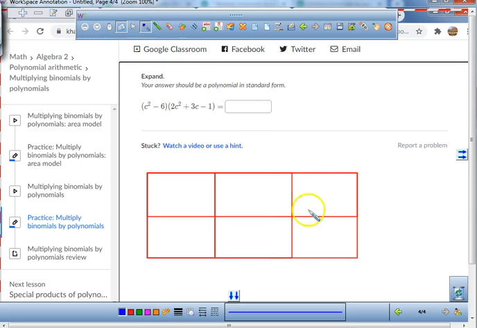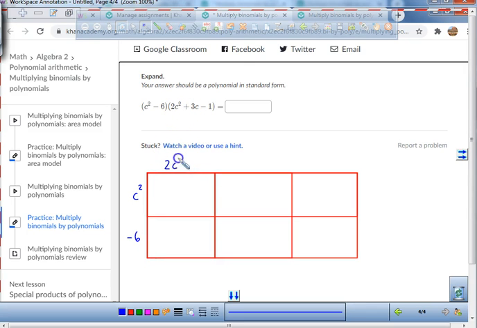Okay, so here's my rectangular model. That says c squared, so I'm going to put c squared. That says minus 6, I'm going to put minus 6. Here I have 2c squared plus 3c minus 1.